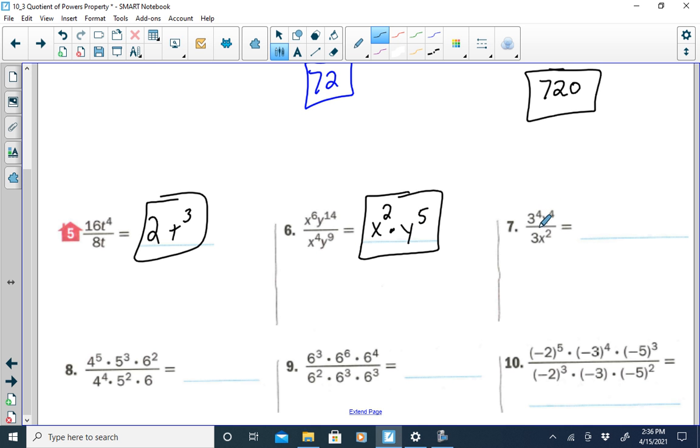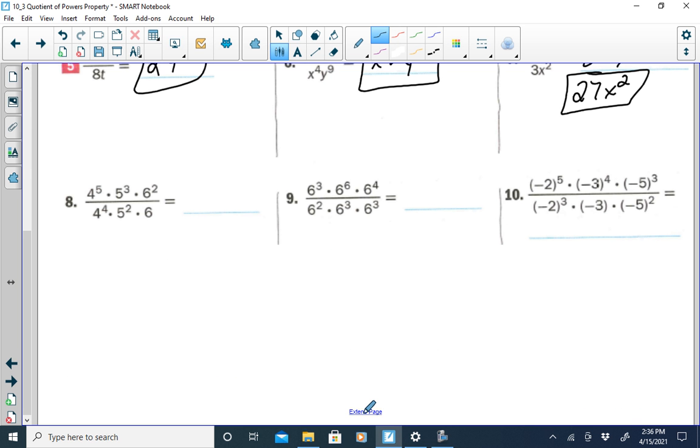3 to the 4th divided by 3 to the 1st. That's 3 to the 3rd times x to the 4th divided by x to the 2nd. It's going to be x squared. 3 to the 3rd power, we can evaluate that. 3 times 3 is 9, times 3 is 27. So we should have 27 x squared for that problem.